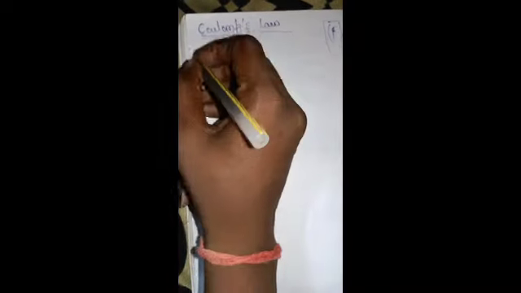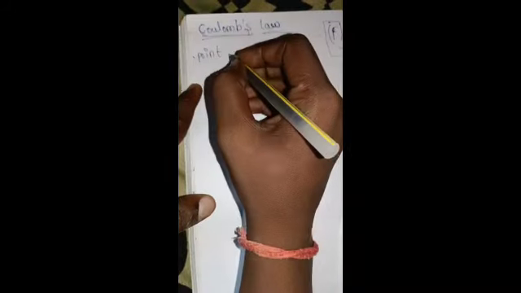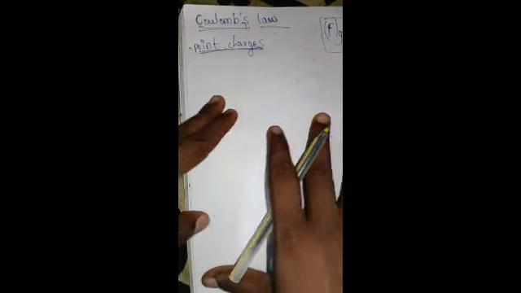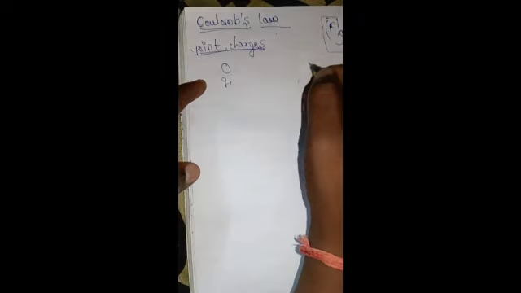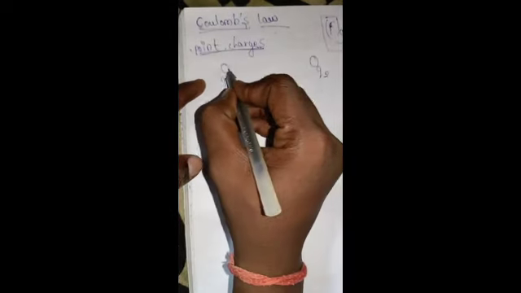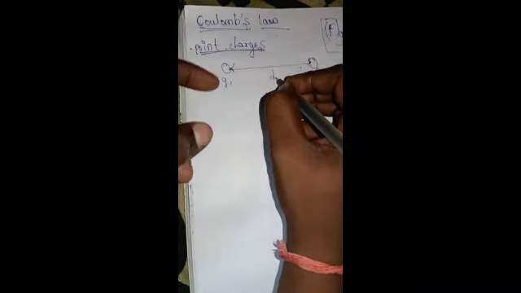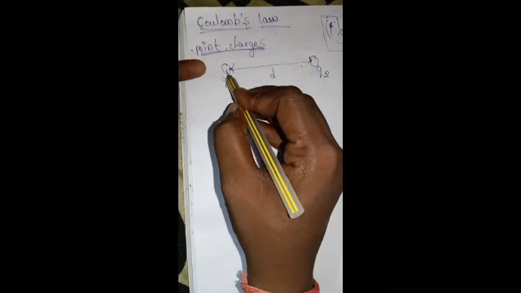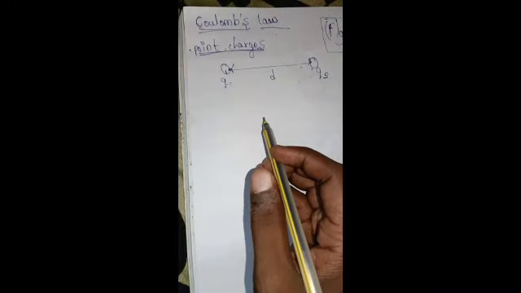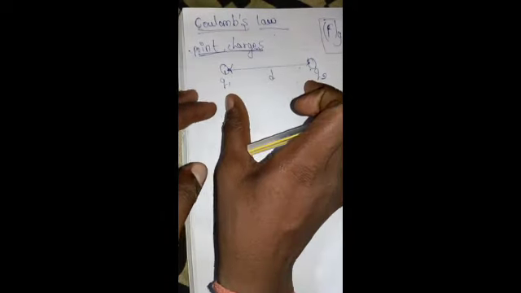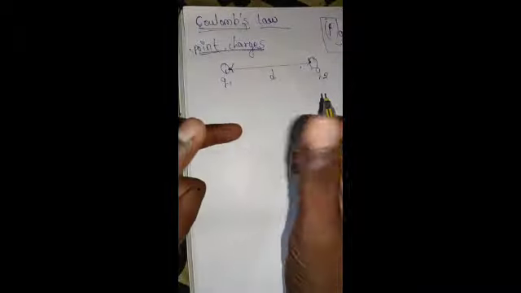So what do we mean by point charges? Point charges are nothing but charges for which, if we take two charges q1 and q2, the separation between those two charges is much greater than the radius or the size of the charges. These charges are called point charges.